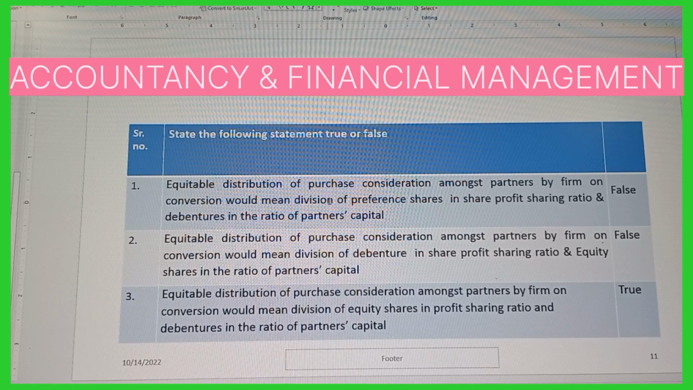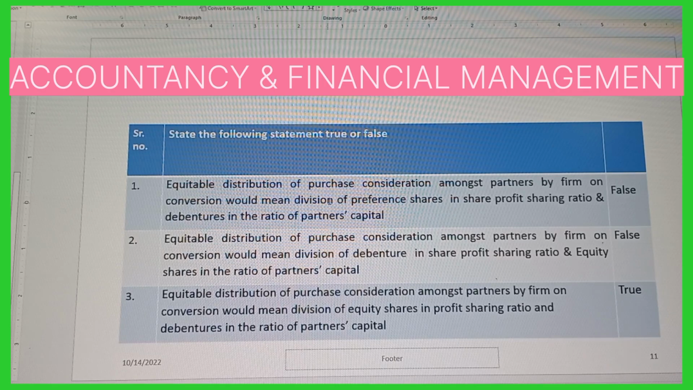So answer is false. Second, equitable distribution of purchase consideration amongst the partners by firm on the conversion would mean division of debenture in the profit sharing ratio and equity shares in the ratio of partners' capital. Again answer is false. Why? Because equity shares are always divided in the profit sharing ratio, not in the partners' capital ratio, and therefore the answer is wrong. So therefore answer is false.